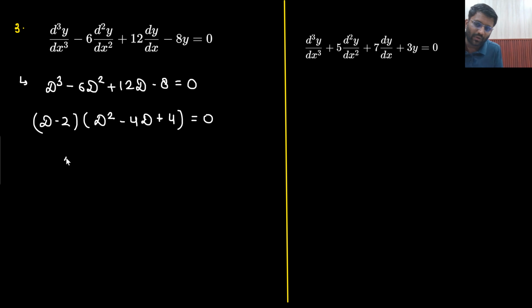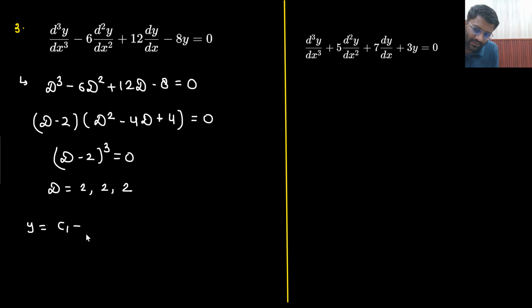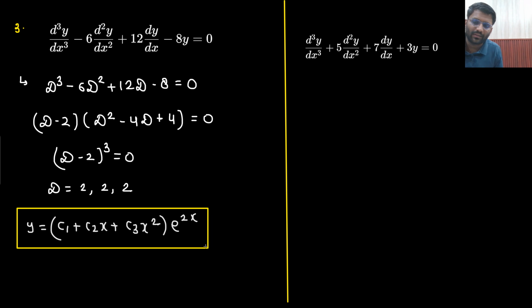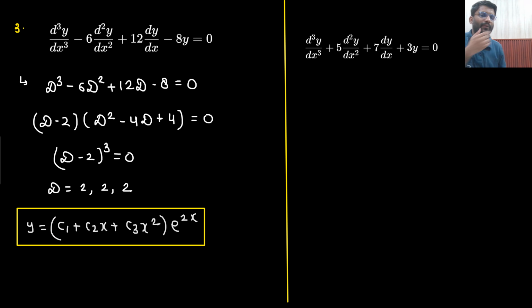When you solve this, it comes out to be (d minus 2) whole cube equals 0. What are the roots you are getting? The roots are 2, 2, 2. So what will be the value of y? The value of y will be c1 plus c2x plus c3x square, because it is third order, so there will be three constants, e to the power 2x. That will be the answer. There you go. Okay. What about this one?